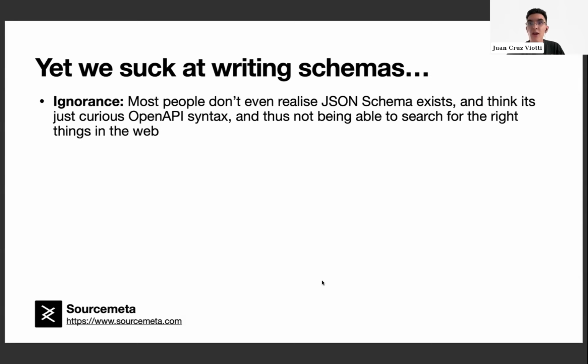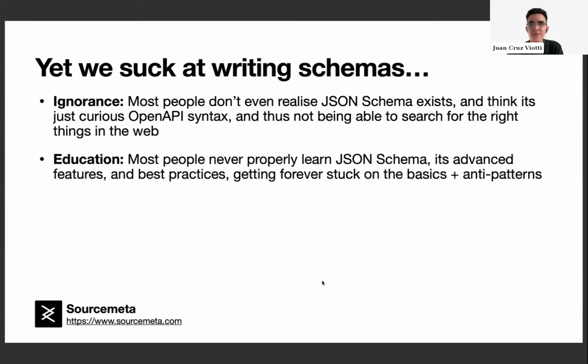First one is ignorance. I think a lot of people use JSON schema without even realizing it's called JSON schema. They just think it's some funny OpenAPI syntax. And again, if they do not know what it's called, how are they going to even do proper Google searches, right? Then we have education. Most people never properly learn JSON schema. They get forever stuck with the very, very, very basics, and never progress beyond that.